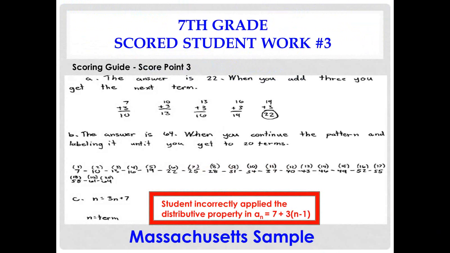For the student that scored 3, the answer is 22. When you add 3, you get to the next term, and they just provide a little work for you. On part B, the same thing. The answer is 64, and their explanation is when you continue the pattern, labeling it until you get to 20 terms. Now, they did the extended version, of course, and this is okay. If this is the way that students understand, it's okay to actually write out every term until you get to the one that you are looking for.